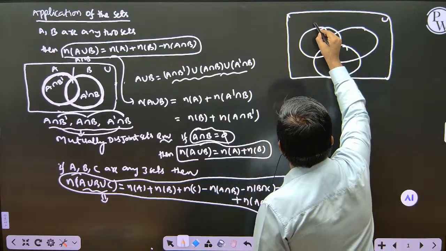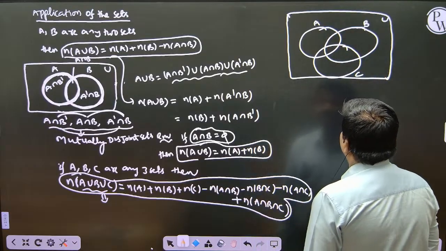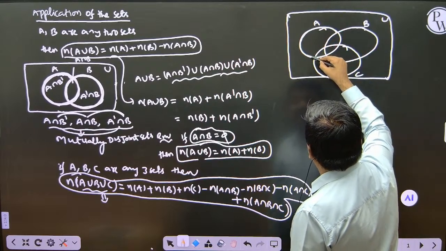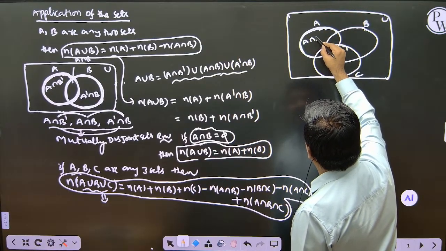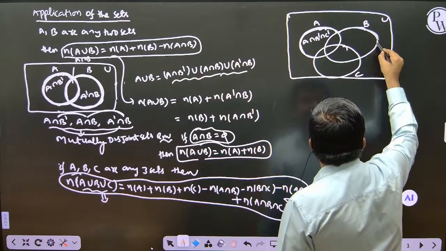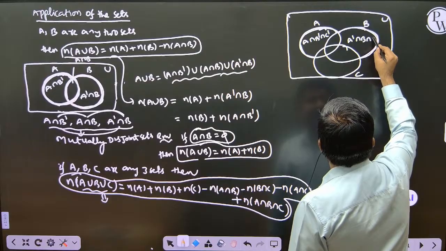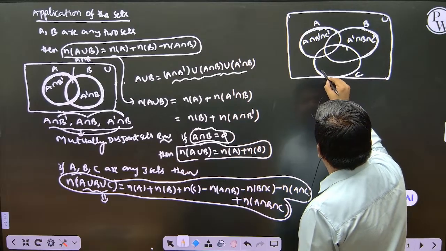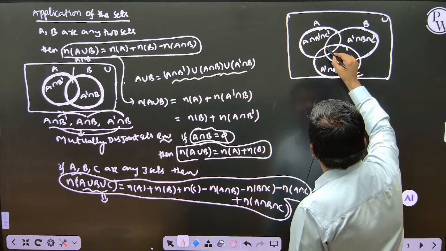This is set A, this is set B, this is set C. Now, see this highlighted part. Only this part is used for A but not B and C. This part is used for not A but B, but not C. This part is used for not A, not B, but C.